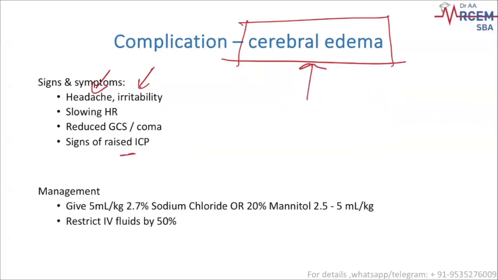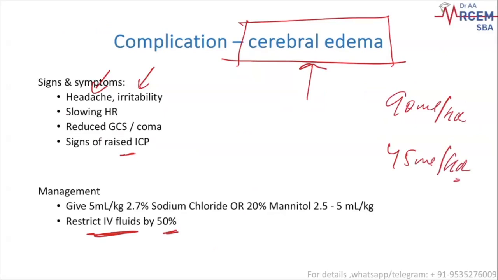a cerebral edema. Immediately, the IV fluid you are giving is cut down by 50%. For example, if the IV fluid infusion is 90 ml per hour, cut down by 50%, so 45 ml per hour you will be continuing. Along with it, you need to give hypertonic saline or mannitol. So this is the main management for cerebral edema.